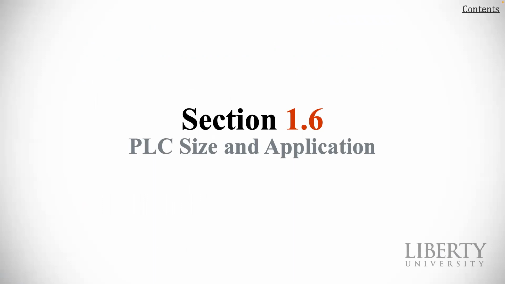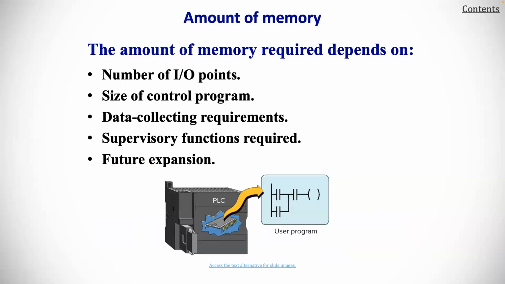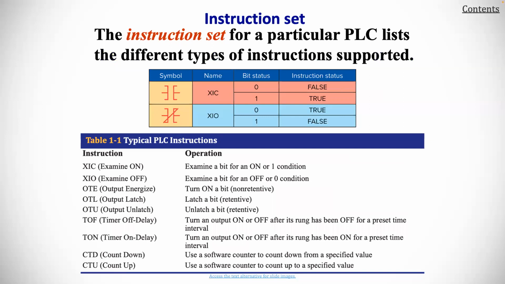Now, what about PLC size and application? A single-ended application involves one PLC controlling one process. A multitask PLC application involves one PLC controlling several processes. A control management PLC application involves one PLC controlling several others. And so this is where we can start to see that you can have layers of PLCs in the way that you're doing your operation. What about the amount of memory? The amount that is required depends on the number of I/O points, the size of the control program, the data collecting requirements, supervisory functions required, and future expansions. So those are things that you want to be mindful of.